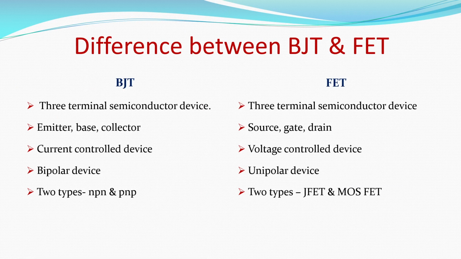And this is the difference between the BJT and FET amplifiers. Both the transistors are three terminal semiconductor devices. In BJT, the terminals are emitter, base, and collector, and in FET, the terminals are denoted as source, gate, and drain. BJT is a current control device and FET is a voltage control device. BJT is a bipolar device and FET is a unipolar device. Based on the structure, BJT is classified into two types, NPN and PNP, and FET into two types, JFET and MOSFET.